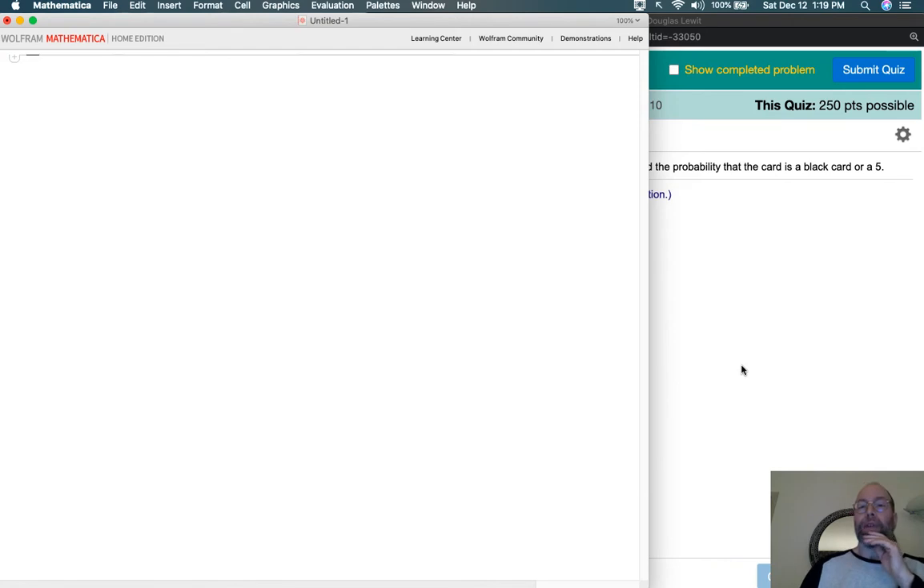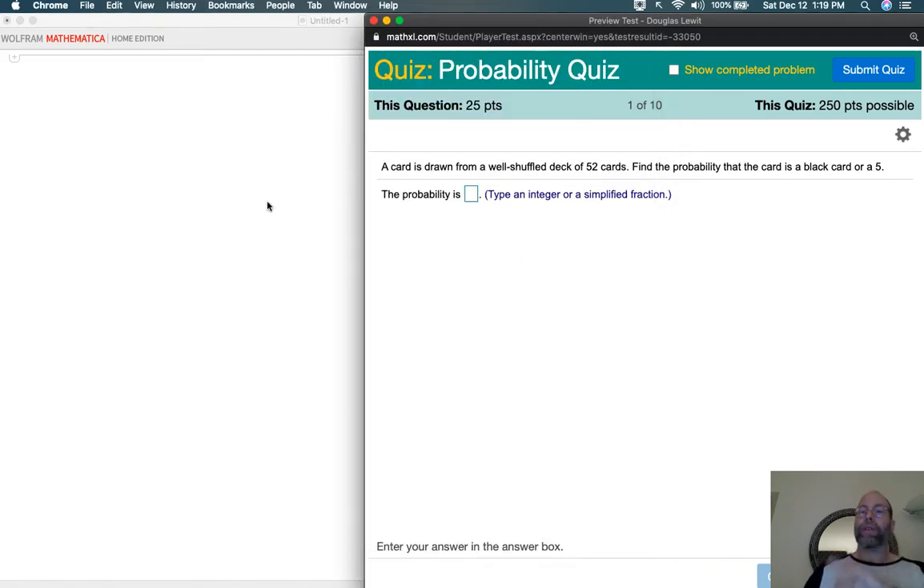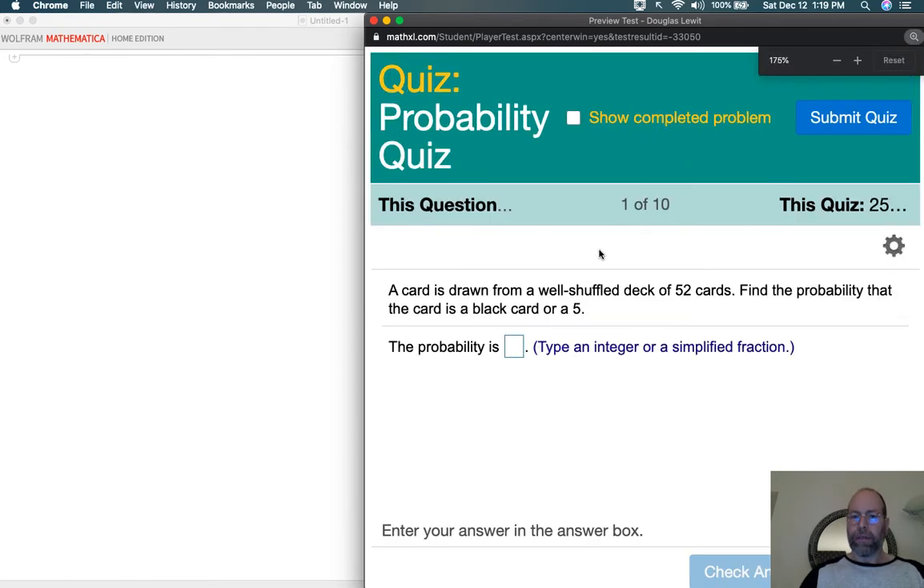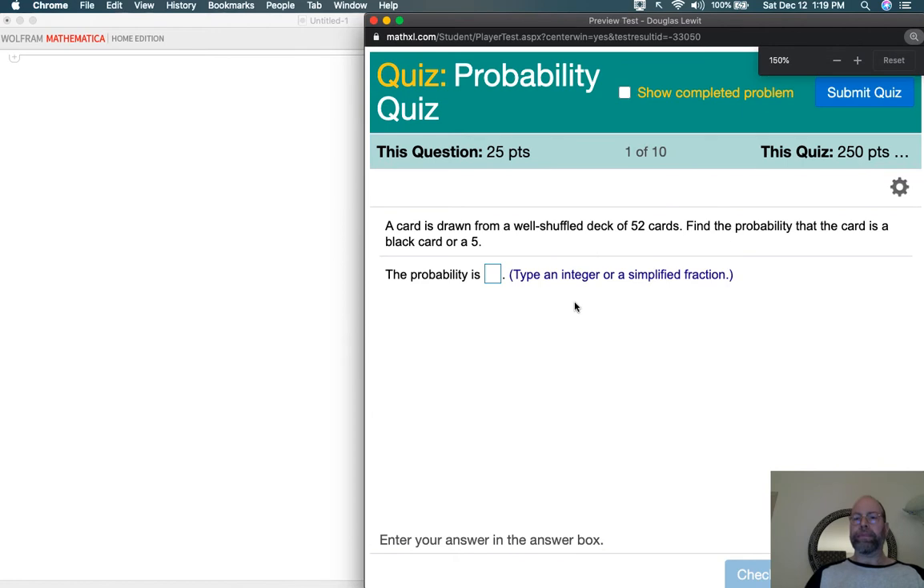Okay, so let's start with question number one of your probability quiz. Let me see if I can make this just a little bigger so it's easier for all of us to see. There we go. That's nice and big. That's a little too big. Okay. A card is drawn from a well-shuffled deck of 52 cards. Find the probability that the card is a black card or a 5.